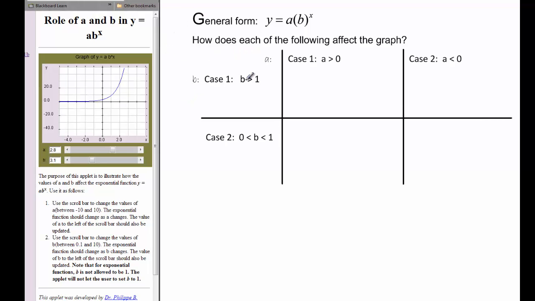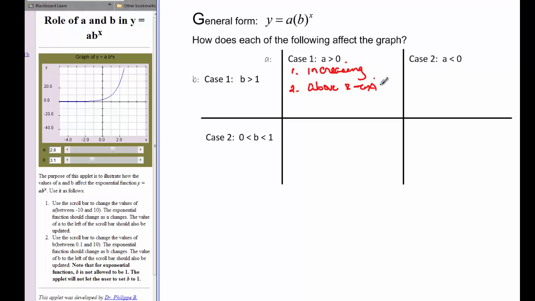But the graph, when B is greater than 1 and A is greater than 0, is, first of all, going to be increasing. If you look over at the graph, as x gets larger, y is also getting larger, so it's an increasing graph. The other thing that we notice about this graph is that it is always above the x-axis. So we can say that if A is greater than 0 and B is greater than 1, our graph will be above the x-axis.